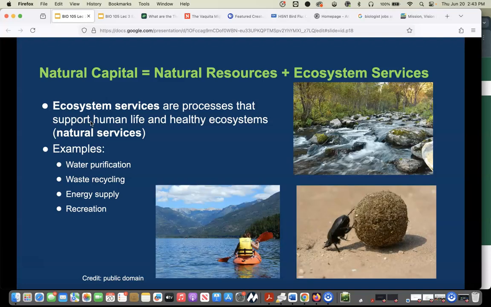Now, when we talk about natural capital, we're talking about not just the natural resources, but also the ecosystem services that they provide. And that's a little bit more challenging to think about. Ecosystem services are the processes that support human life and healthy ecosystems. Basically, these are the natural services that natural resources provide to help support us and support healthy ecosystems. Let me give a couple of examples.